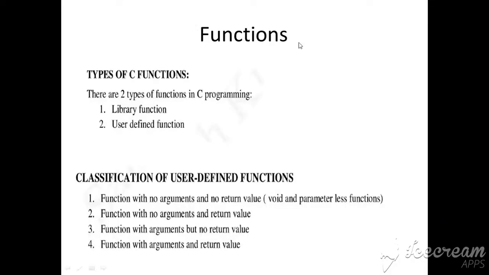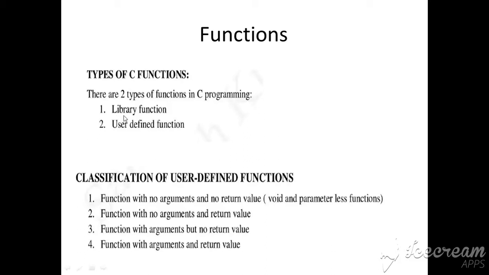So this is to talk more about functions. We have two types of C functions. There are two broad categories. The first being library functions and the second category are user-defined functions. User-defined functions, as the name says, are those functions which are written by the users. Library functions are those functions which are available within the C standard libraries.